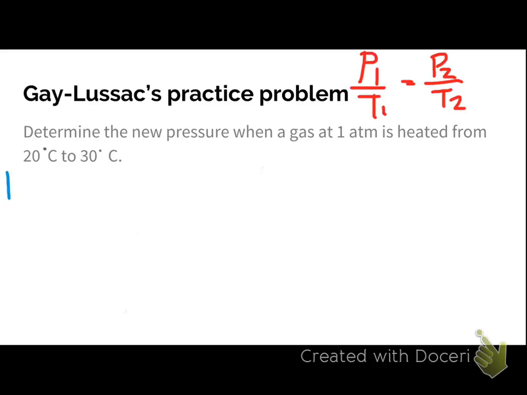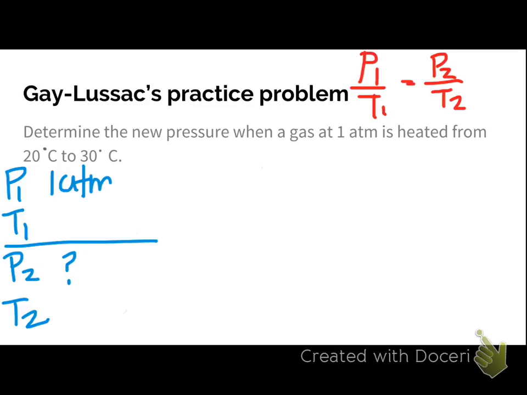Determine the new pressure when a gas at 1 atm is heated from 20 degrees Celsius to 30 degrees Celsius. So let's go ahead and write out our variables. P1, T1, P2, T2. Determine the new pressure, which means we're looking for our P2. When a gas at 1 atm, that's my first pressure, is heated from 20 degrees, so we're starting at 20, to 30.